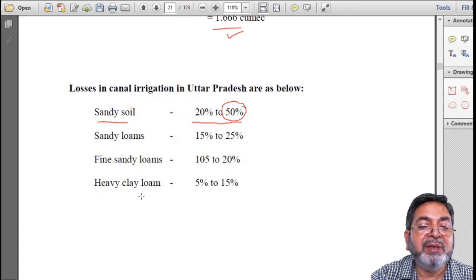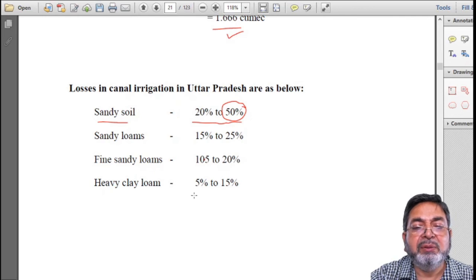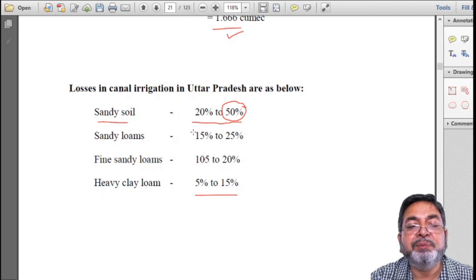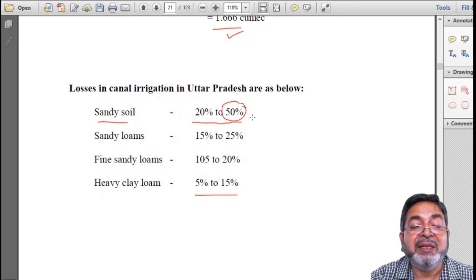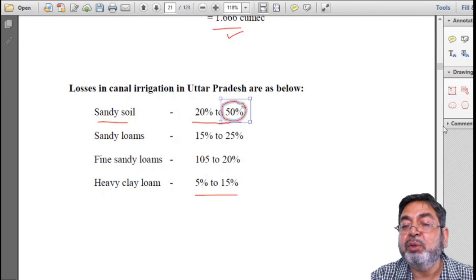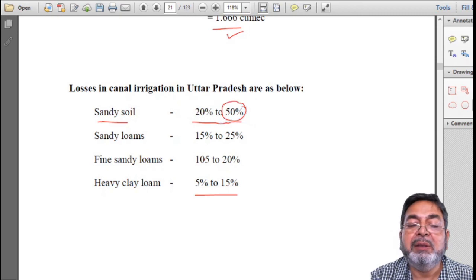And then heavy clay loam. Clay is usually impervious, so if clay is present in the canal, then the losses are very small, 5% to maximum of 15%. So in case the canal carries sand in its bed, the losses are very high, it may go up to 50%. So in that case, the lining of canal will be recommended.